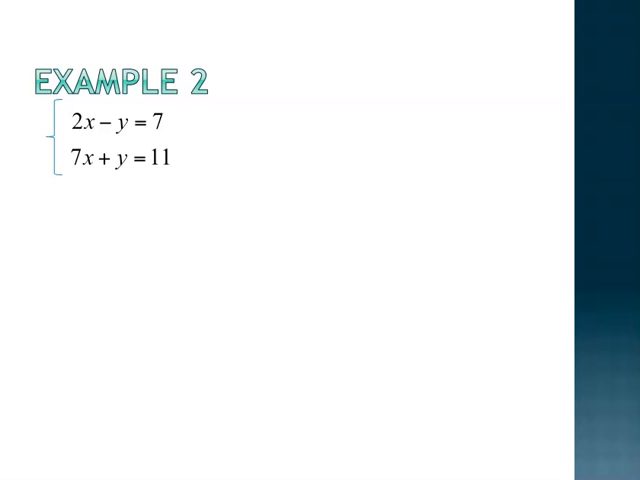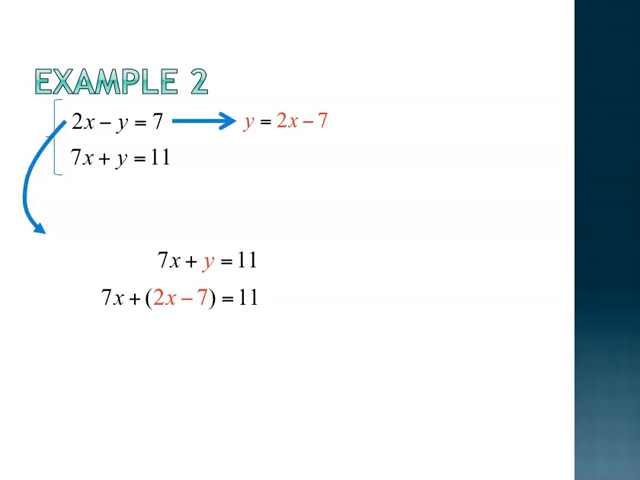So for example here, I'm going to take the first equation, 2x minus y equals 7, and I'm going to go ahead and solve for y. So y equals 2x minus 7. Now I'm going to take that and plug that into the second equation, the 7x plus y equals 11. And instead of writing y in there, I'm going to write 2x minus 7 in there. So this will be 7x plus 2x minus 7 equals 11. So that's the substitution part.